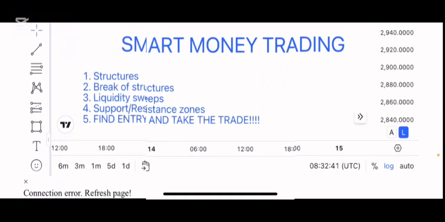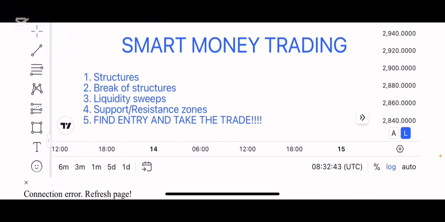Alright guys, what we're going to be discussing in this video is simple. The first is structures, the second is the break of structures, liquidity sweep is third, the fourth is support and resistance zones, while the fifth is find the entry and take the trade, my brother. Listen guys, this video I know for a fact will change your trading. It will give you a lot of ease and profit in the market.